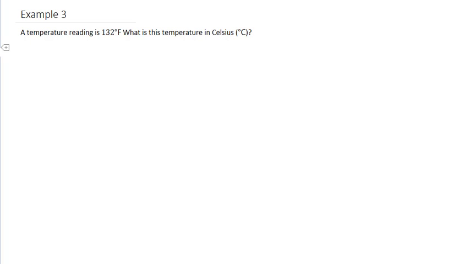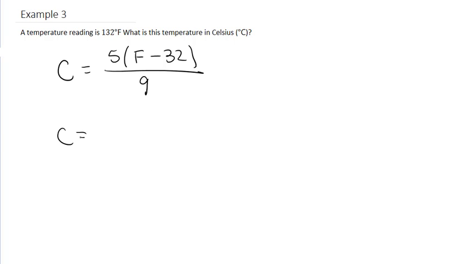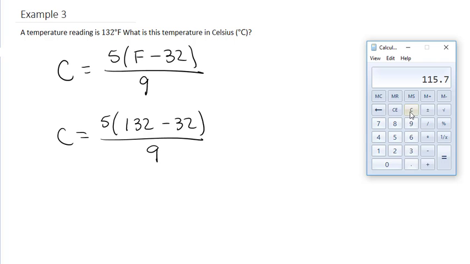Example 3. A temperature reading is 132 degrees Fahrenheit. What is this temperature in Celsius? So this time we're going to need to use a different formula where we have C is equal to 5 (Fahrenheit minus 32) over 9. Now, when we calculate this out, let's first put in our numbers. We have 5 and our Fahrenheit of 132 minus 32 over 9. So we'll get our calculators out.